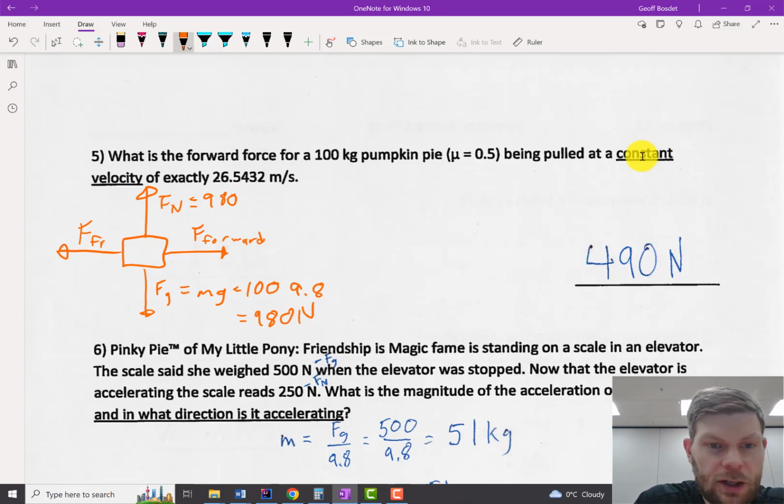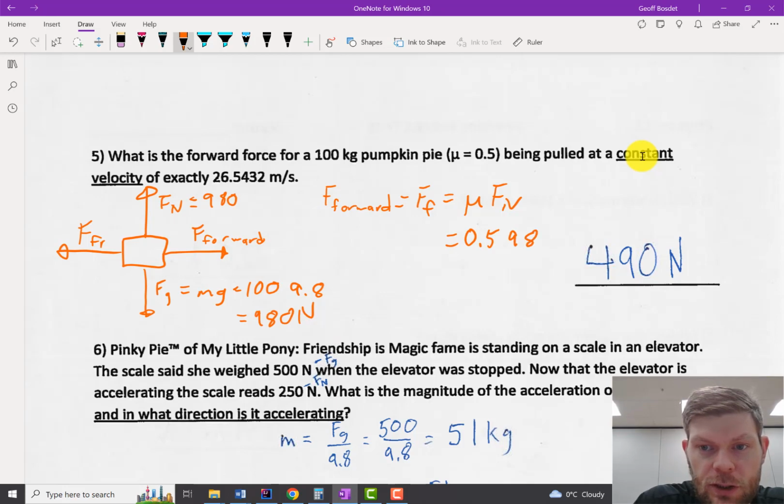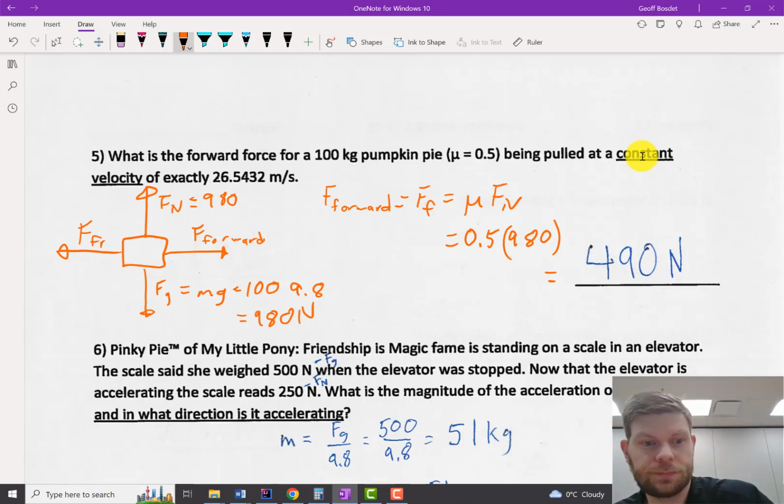And then our forward force has to equal friction because it's constant velocity. So that's equal to friction, which is always equal to mu Fn, which in this case is 0.5 times 980, which happens to be 490. That's how it's done.